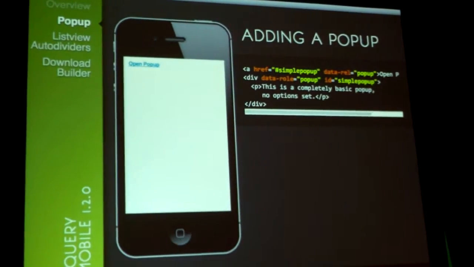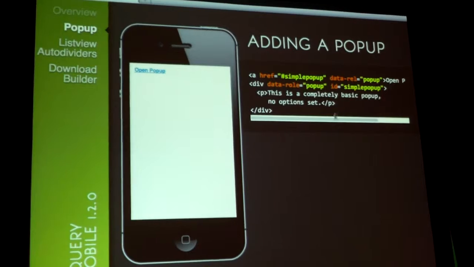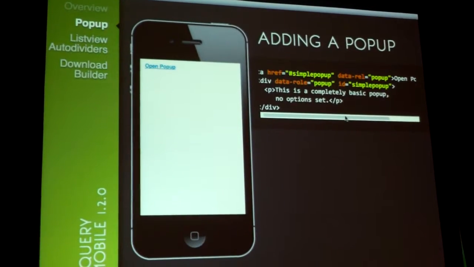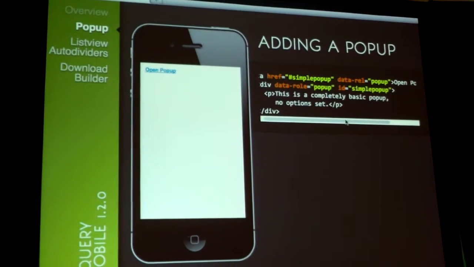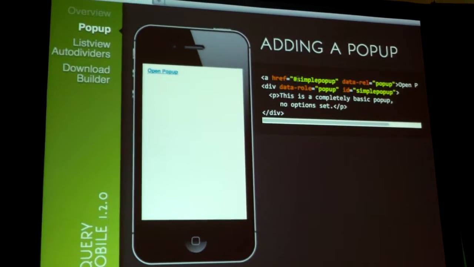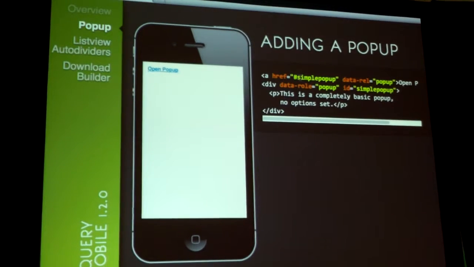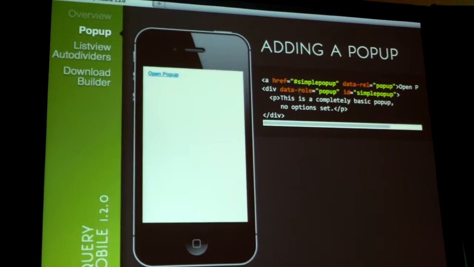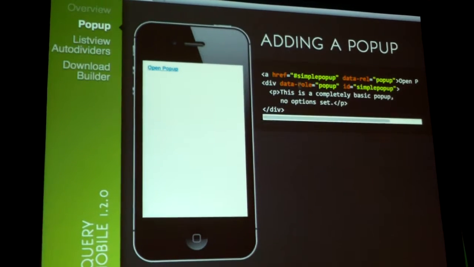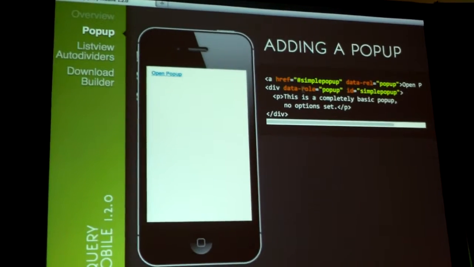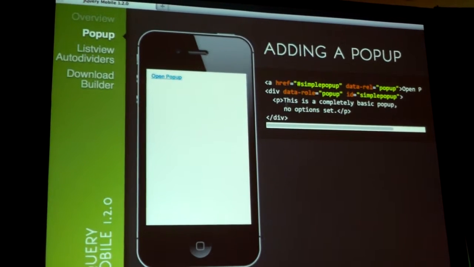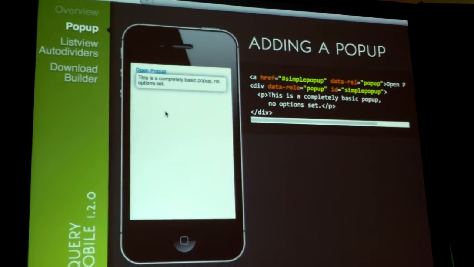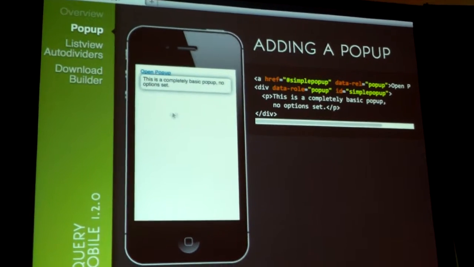Adding a pop-up is pretty easy. There's a couple things you need. You need a link that will open the pop-up, which has a data-rel attribute of pop-up, and the href will point to the ID name of the div that you want it to show. In that div, we describe it as a pop-up by giving it a data-role of pop-up, and then any content will fit in here. So this is a bare minimum pop-up, and when you click on it, you just get an overlay over top of everything.